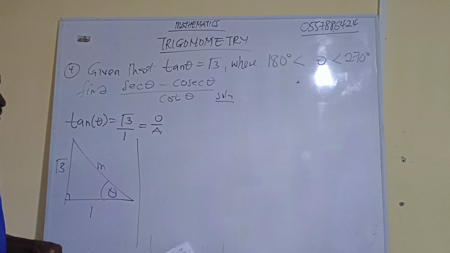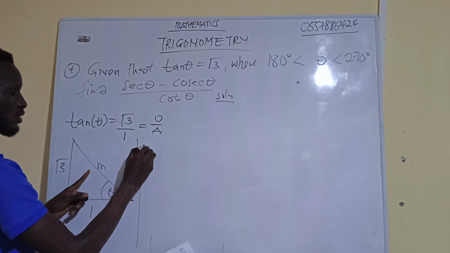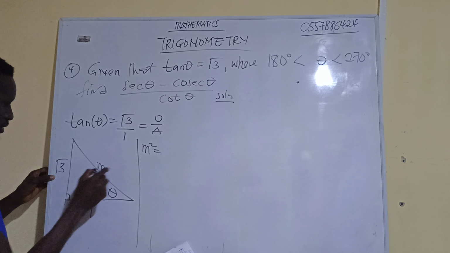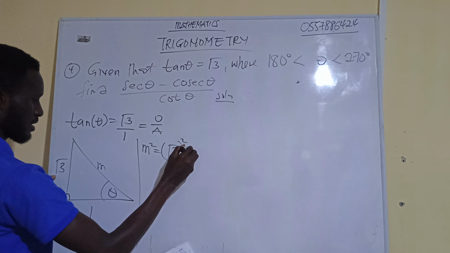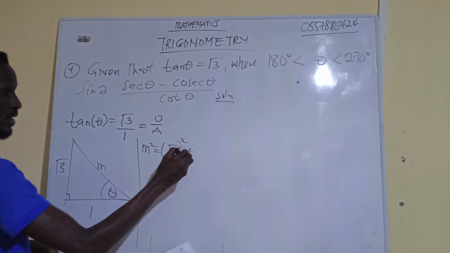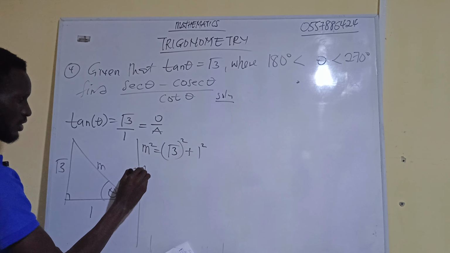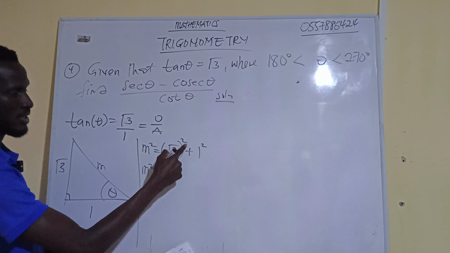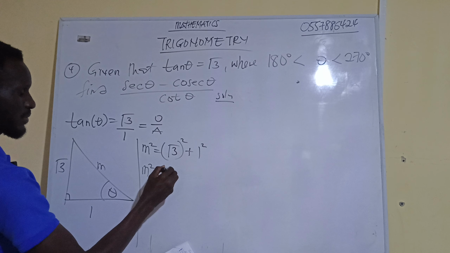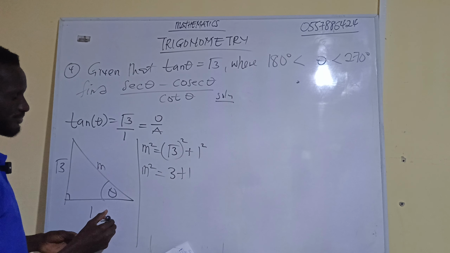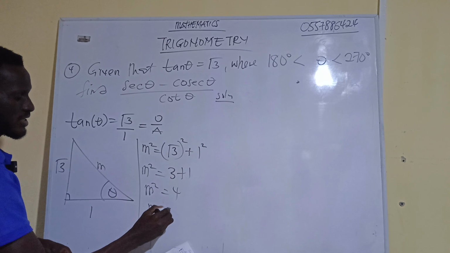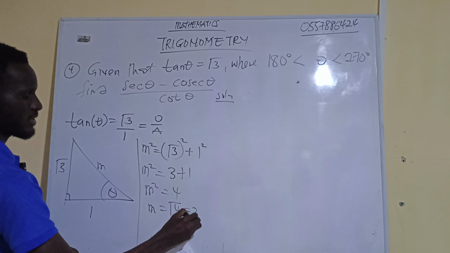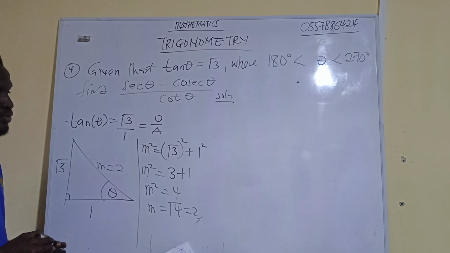Now let's solve for the hypotenuse. So we have hypotenuse m squared is equal to opposite, root 3 all squared, plus the adjacent squared. So we have m squared is equal to what? The square will cancel the root, we'll get 3 plus 1. So m squared is equal to 4. m will give us root of 4, which is 2. Now our m here is 2.